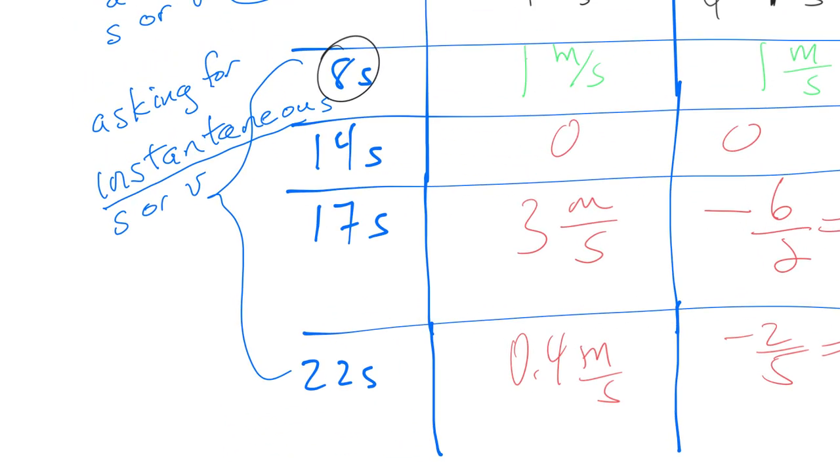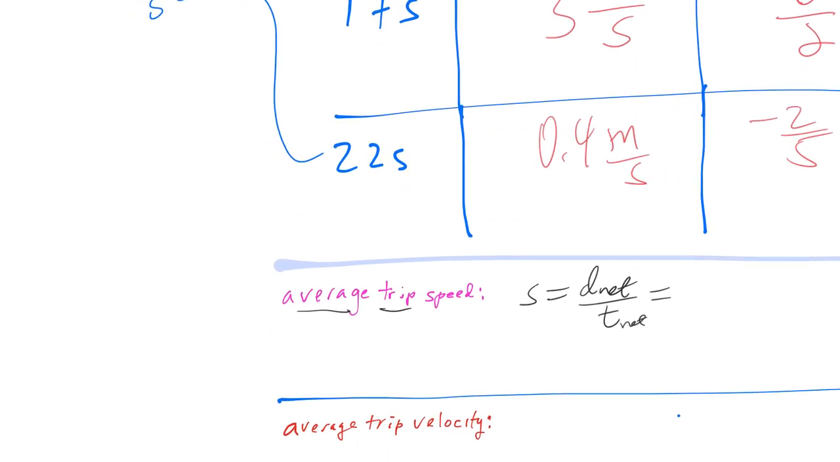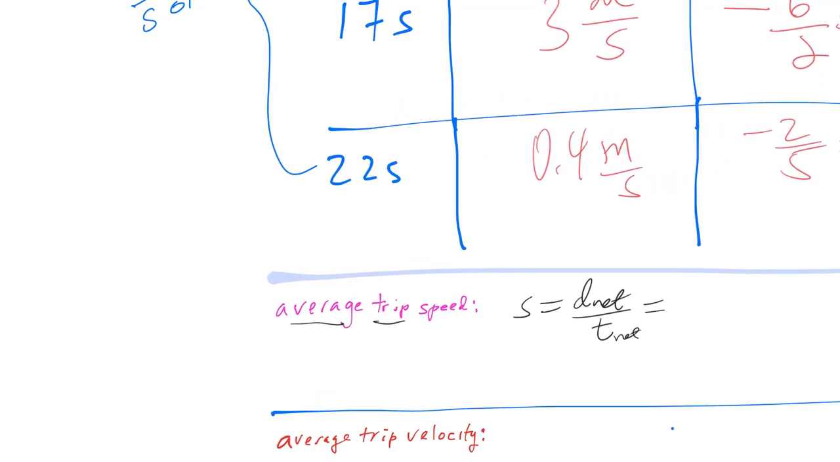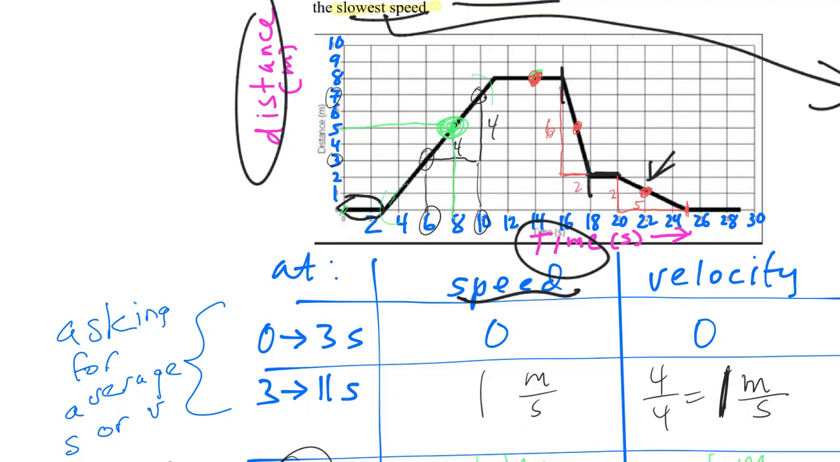Okay, let's figure out the average trip speed. To do that, speed is the total distance over the total time. Net distance over net time. So the total distance traveled. Okay, we gotta figure this out.